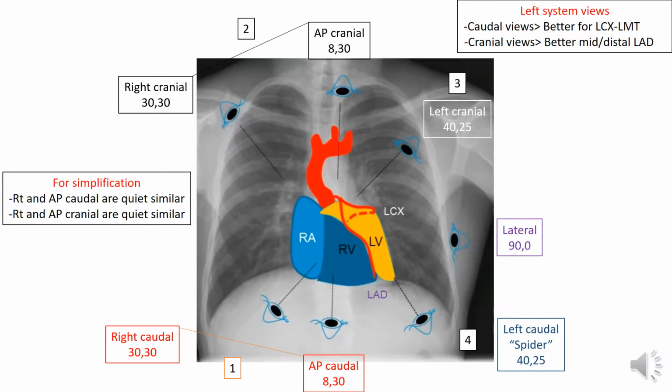So we have in this picture some views. We are looking from the direction of the head of the patient, called cranial views, and we have views on the opposite side called caudal views. The caudal views are good views for assessment of the circumflex artery and left main, while the cranial views are excellent views for assessment of the middle and the distal segment of LAD.